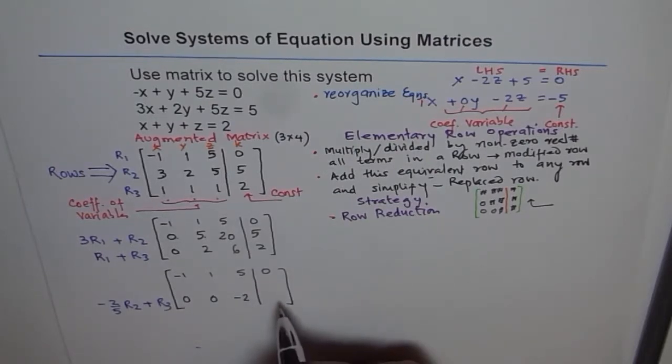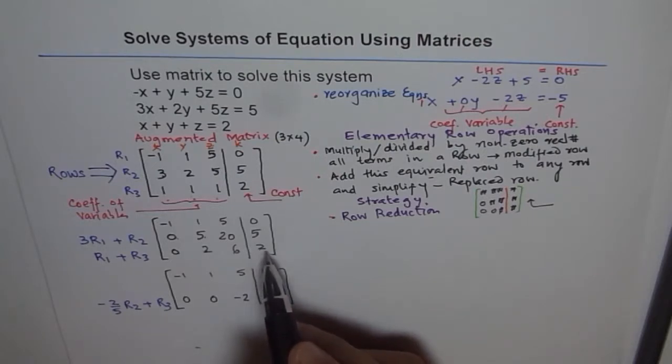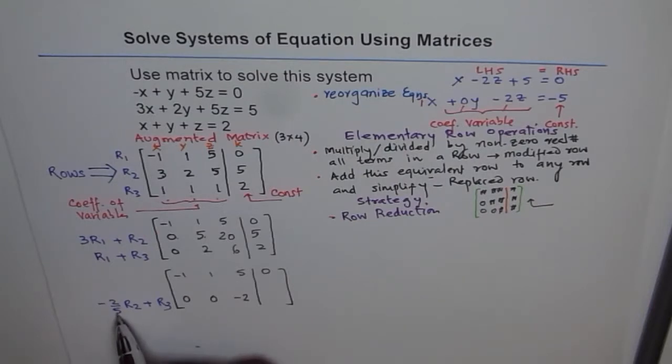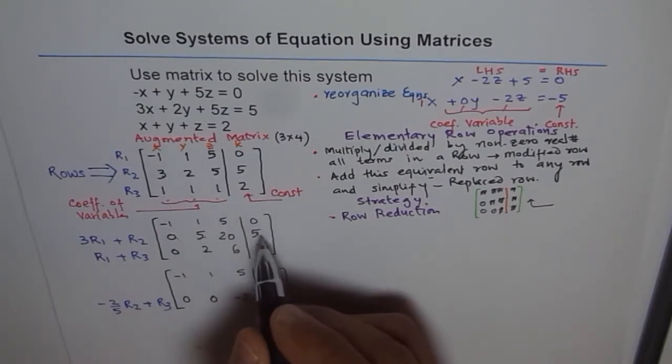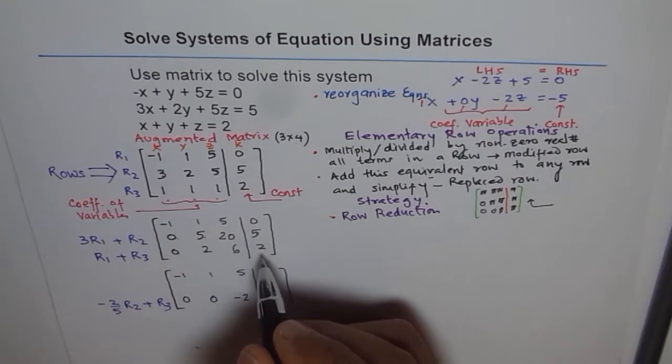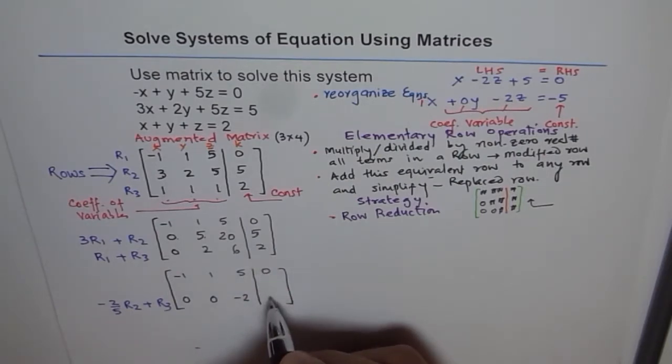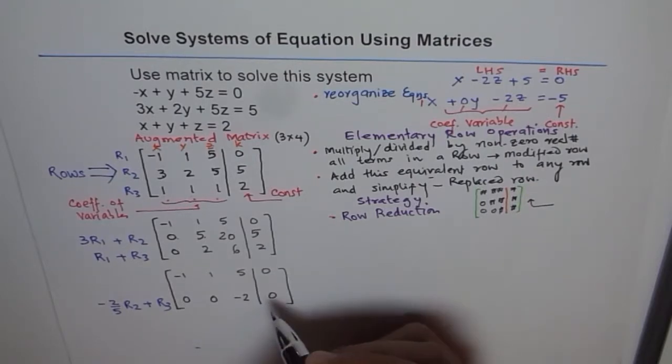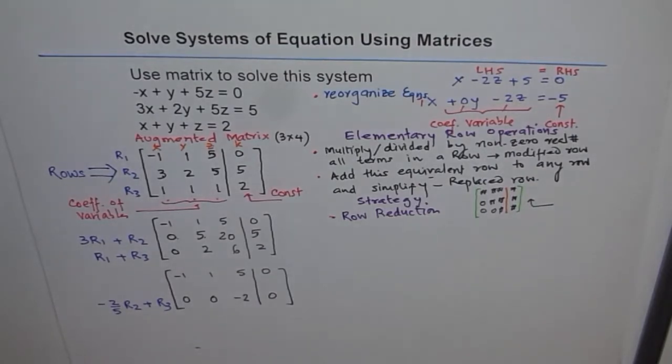Now here we have 5 divided by 5 is 1, and minus 2 is minus 2, and minus 2 plus 2 will give me 0, correct? So we get 0 here. So that's what we get here. Now this row, as I said, you could actually divide the row by 5 and write a simplified row, correct? That is all up to you.